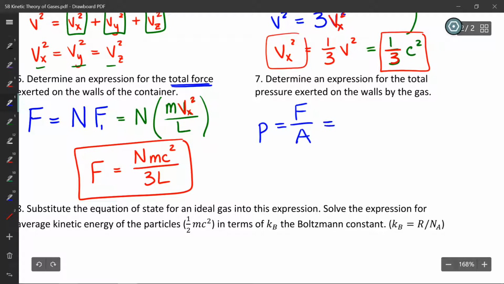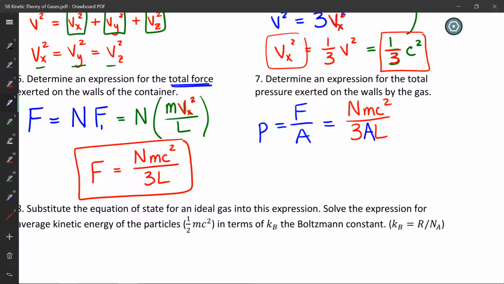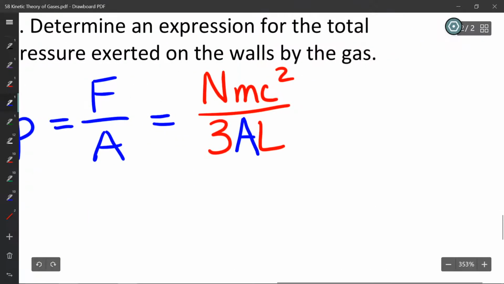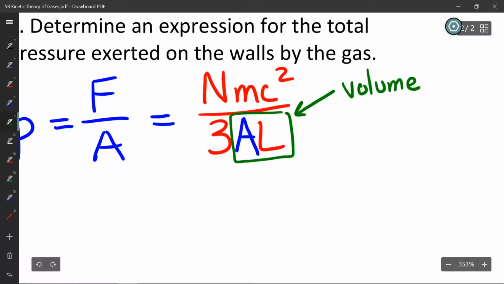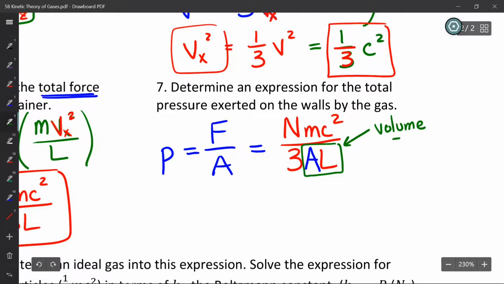So all we have to do is take this force expression here, N mc squared over 3L, and then I just need to divide it by the area. And so I'll just put a divide area down there. So that's all I'm doing, I'm just taking the force and dividing by the area. So now this is the pressure. Something cool happens right here: we get AL. AL is just the volume of the container. So we can just call that capital V.